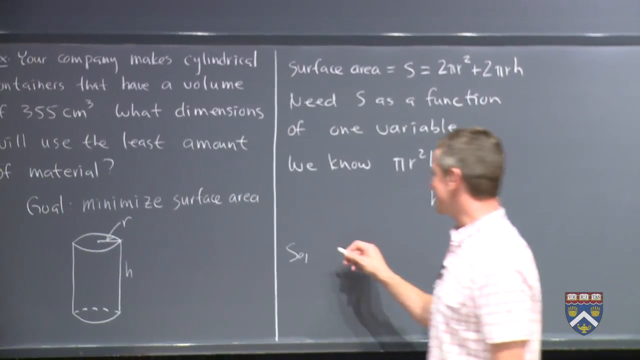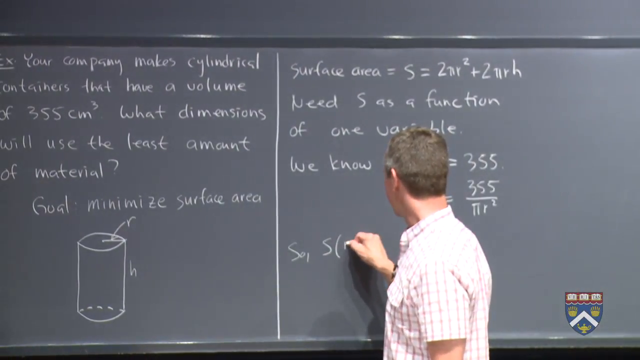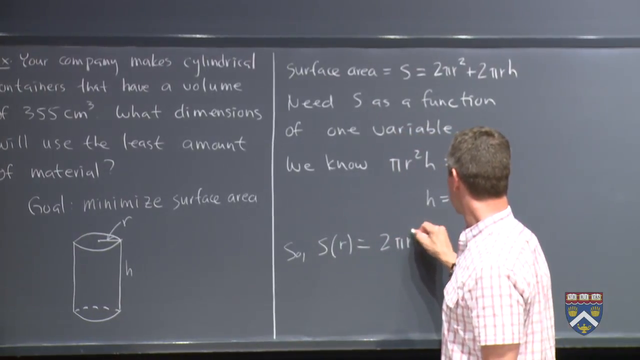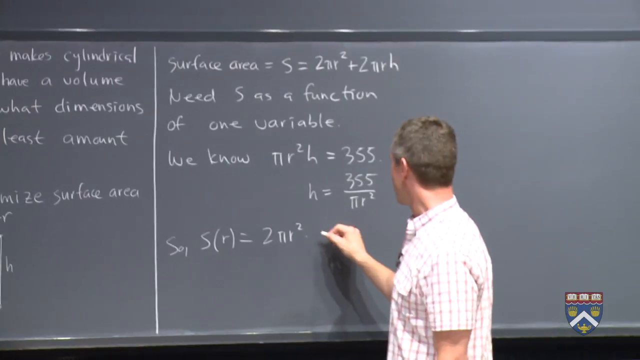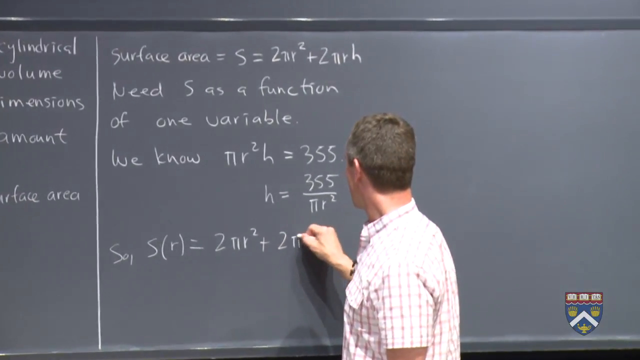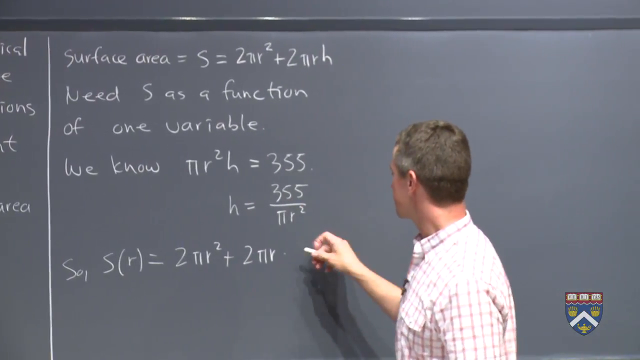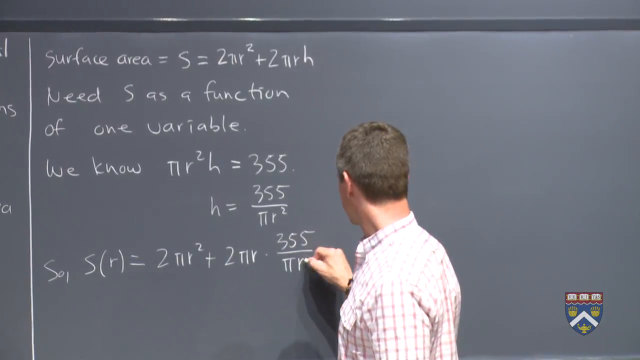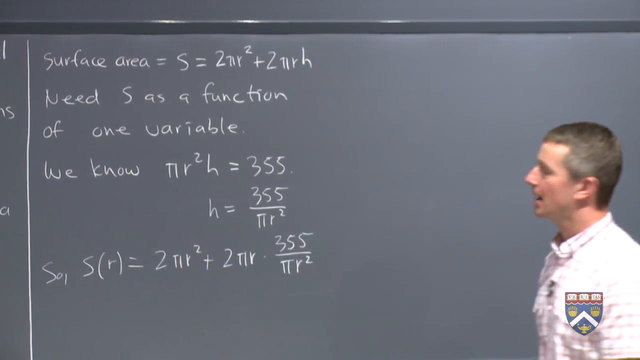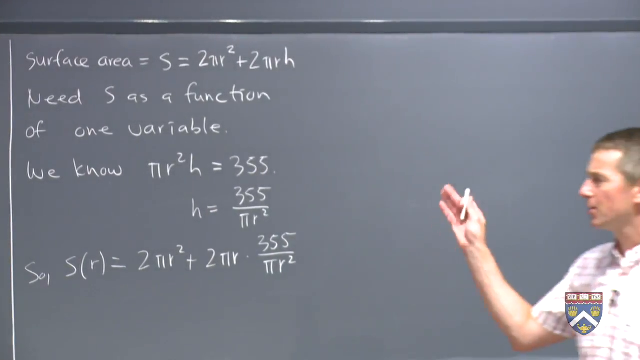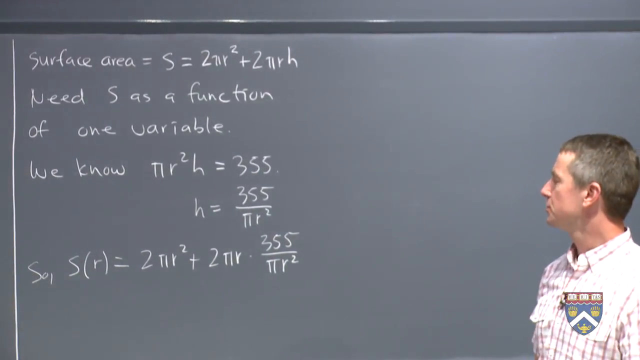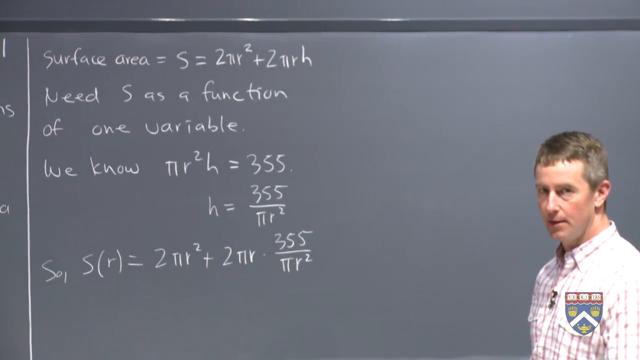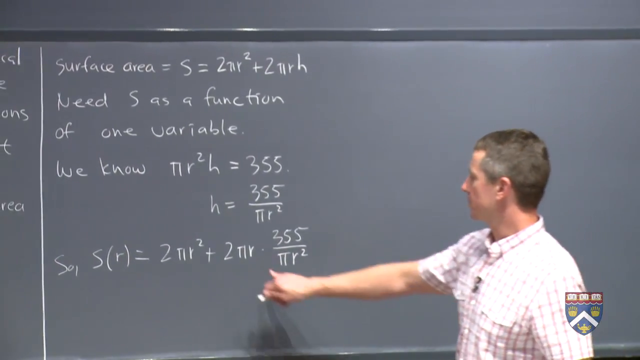So now we have S entirely as a function of r. So S of r is 2 pi r squared plus 2 pi r times h, which we've just figured out is this. So now we've got S down to just one variable, so now we can sort of forget all about the situation and just do the calculus. As written, what rule will we need to take this derivative? We will need the product rule because of this.